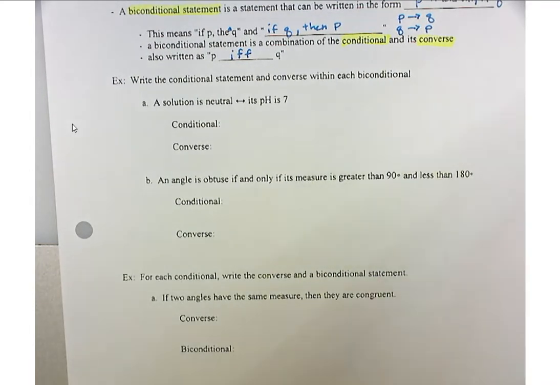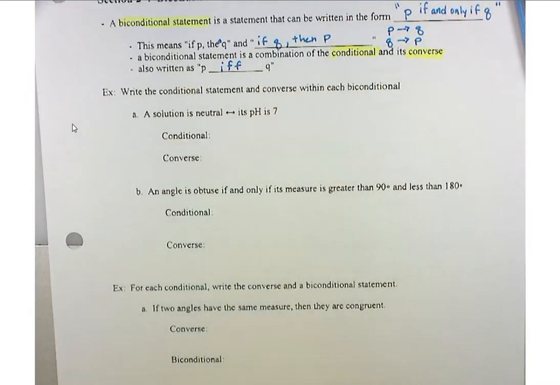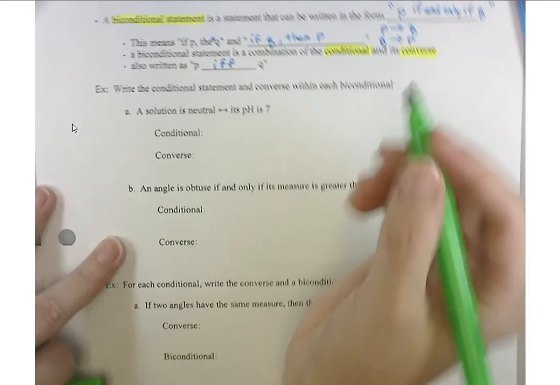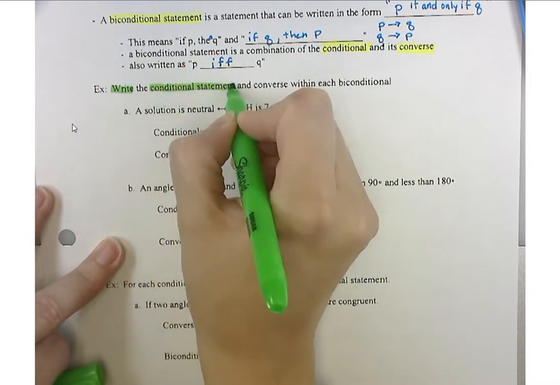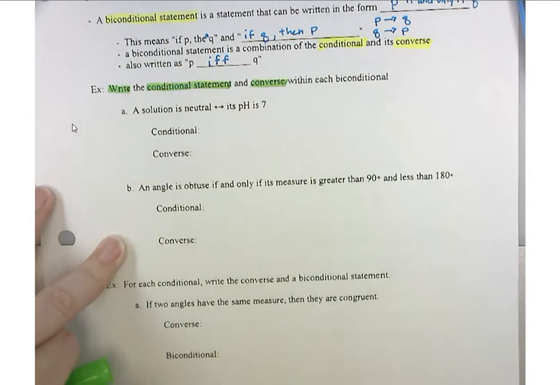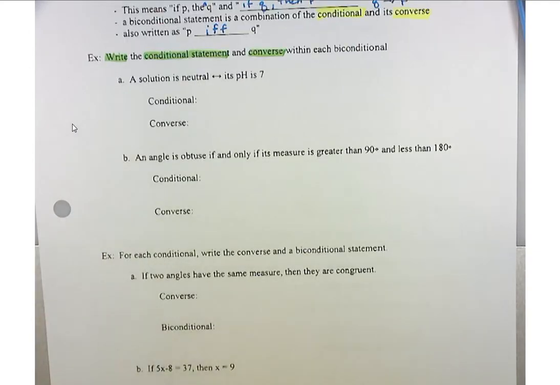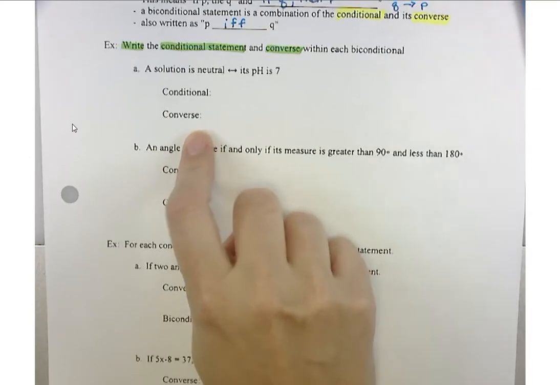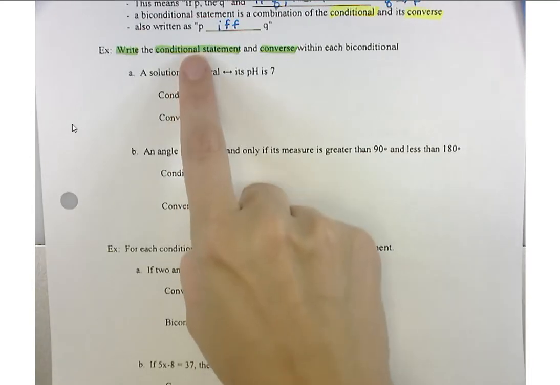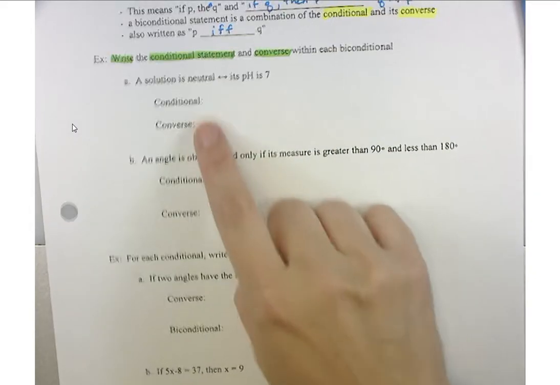All right, so for our first example, let's figure out what we have to do. It says to write the conditional statement and converse within each biconditional. So what do we have to write? The conditional statement and the converse. The reason why I'm stressing the directions is here on my example sheet, I have this written for you. When you're doing your homework, you're going to have to make sure you interpret the directions and know exactly what to write out. So you should have 2 sentences for this.